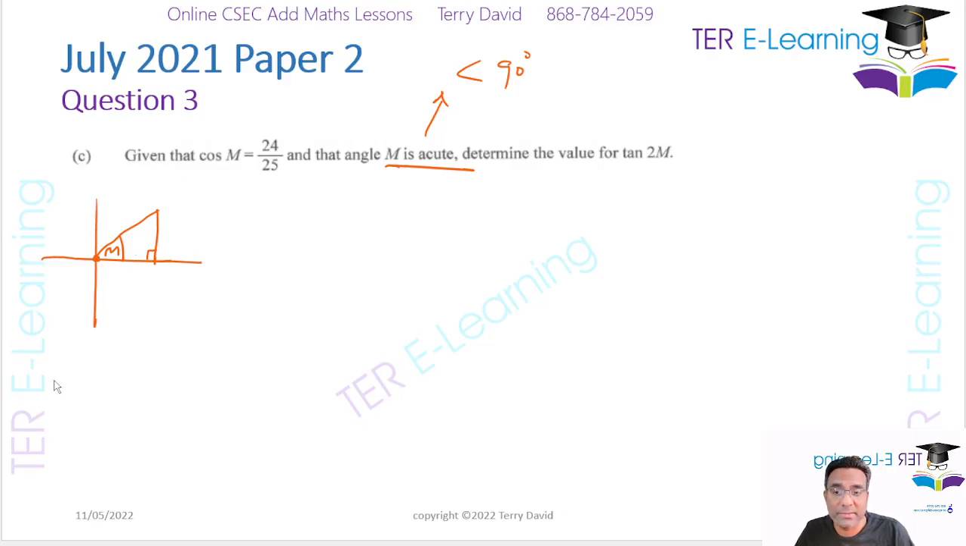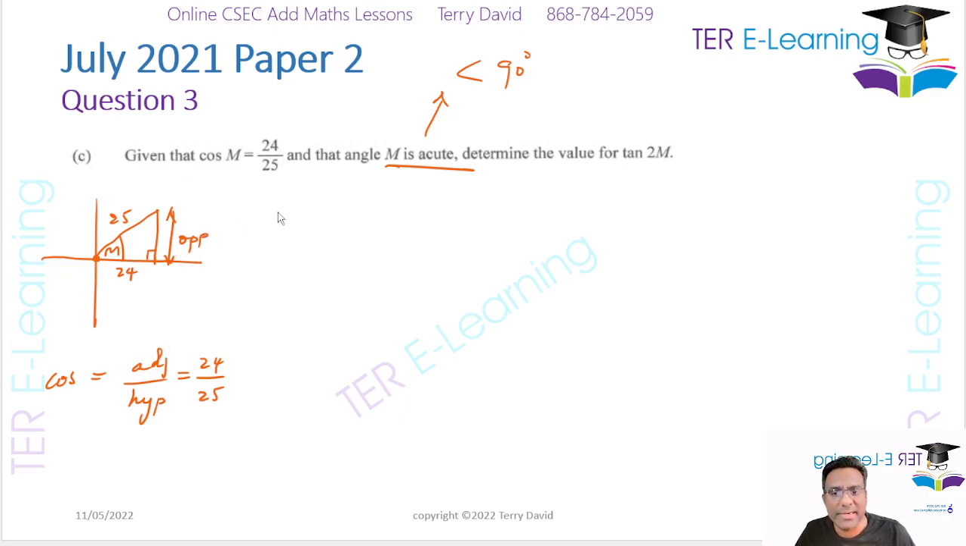And we're dealing with cosine, right? So if you all remember, cosine is equal to adjacent over your hypotenuse, but that here is equal to 24 over 25. So your adjacent is going to be here. So this here is 24 and your hypotenuse is going to be 25. So what we want to do, we should find this length, which is your opposite. So we can use Pythagoras' theorem there. Let me call that opposite.